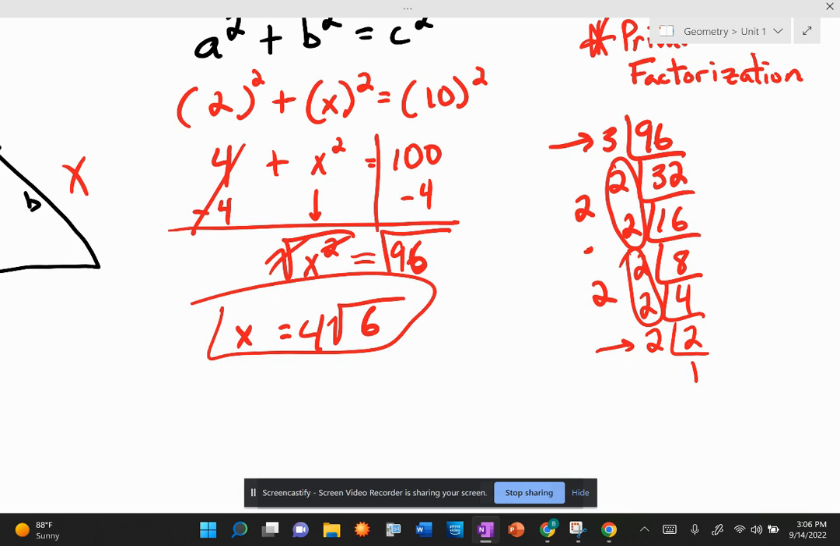All right, so that is a brief overview of Pythagorean theorem. We will use it as we go through the year. We will hit another review when we get into triangles, but we're not in triangles yet.